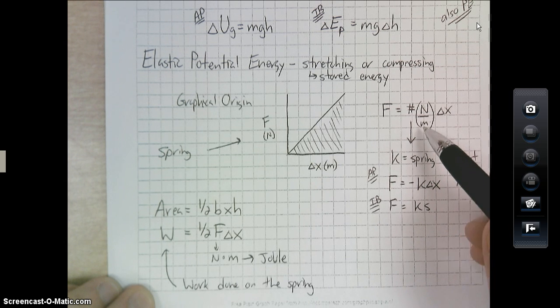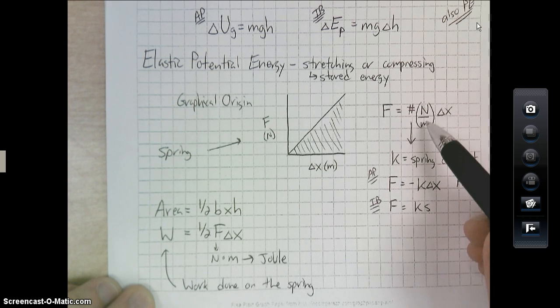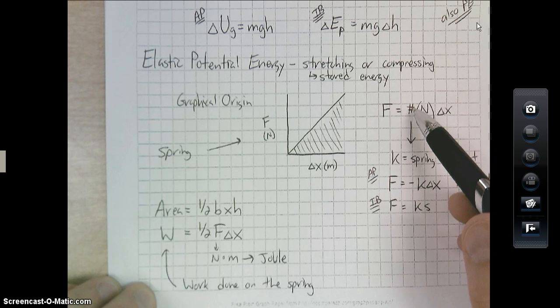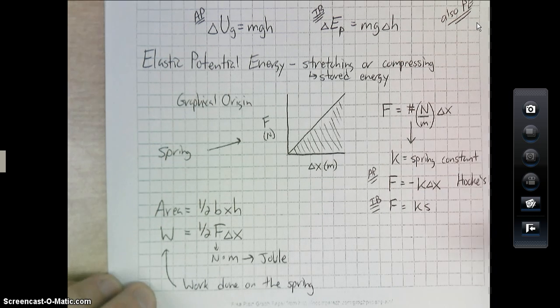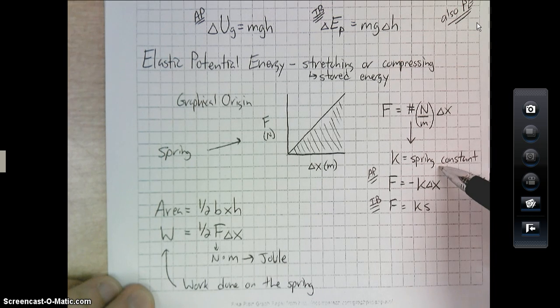Or if you had 5 newtons to stretch it a meter. So the larger the number, the tougher the spring. If you have the little spring that's in your pens, those are really easy to stretch. They would have a very low spring constant. But the shocks or struts on your vehicle would have a very large spring constant, because it requires quite a bit of force to stretch those things.